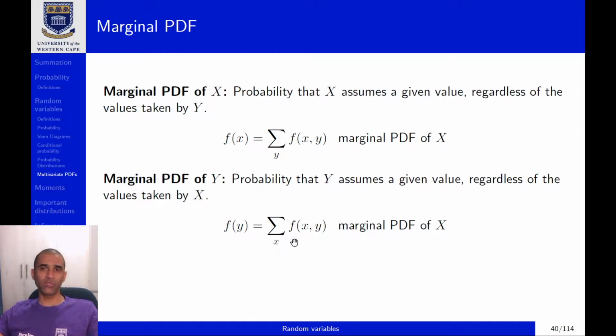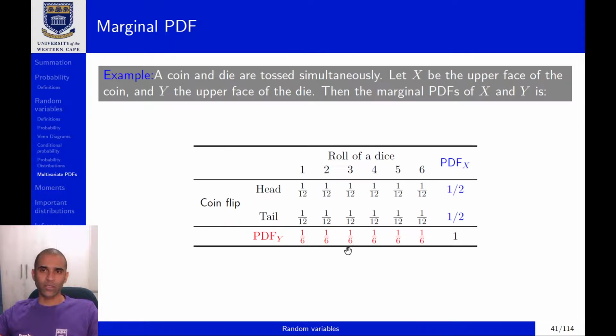And the same definition applies to the marginal PDF of y, except in this instance, summing over the joint distribution by doing so over x. So let's look at an example of this just to make it more concrete. Looking at the same table, again, x being the upper face of a coin that is flipped, y being the upper face of a die that is rolled, right? So in total, there are 12 possible outcomes.